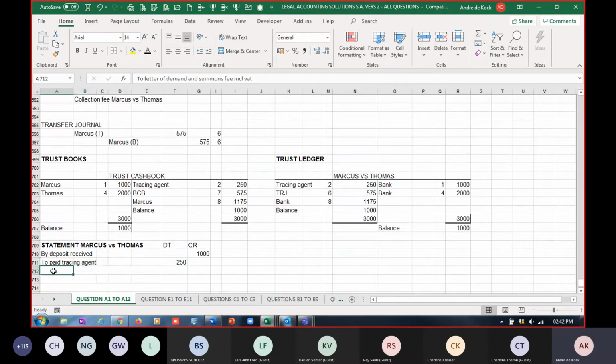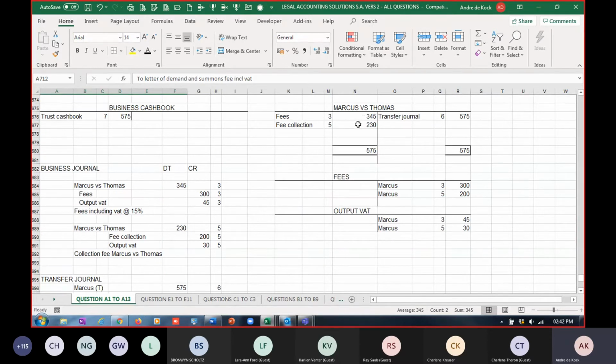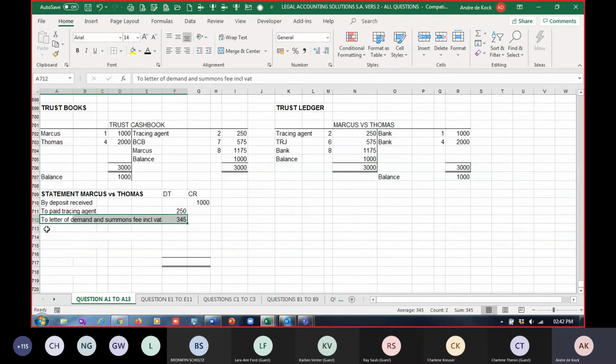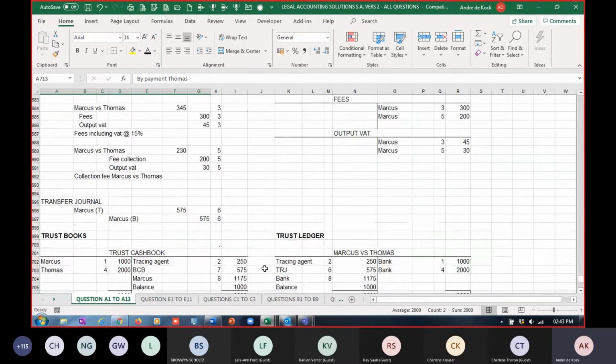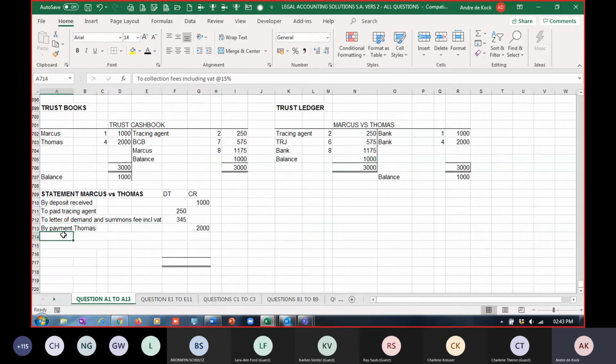The next thing that we did was we charged the letter of demand and the summons fee, 345, and we can see it there. The next thing that happened was we received the payment from Thomas, the 2,000. Then we charged this collection commission of 230.